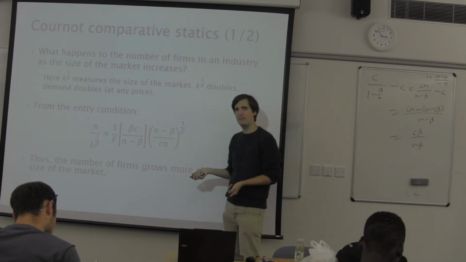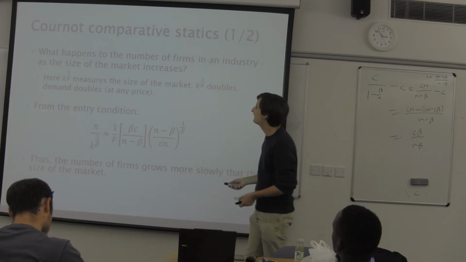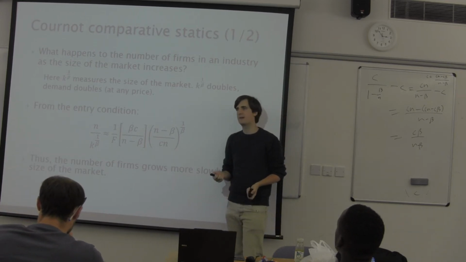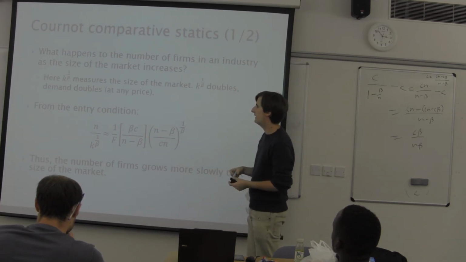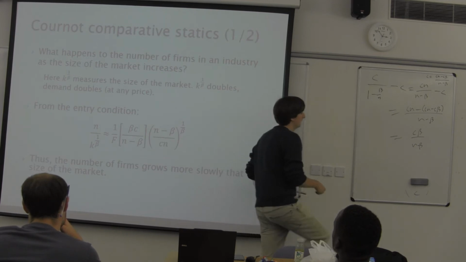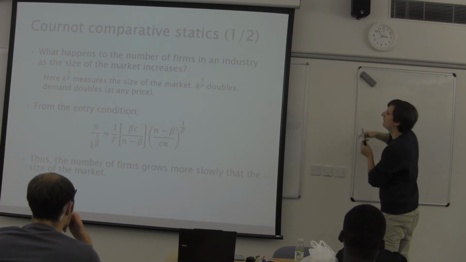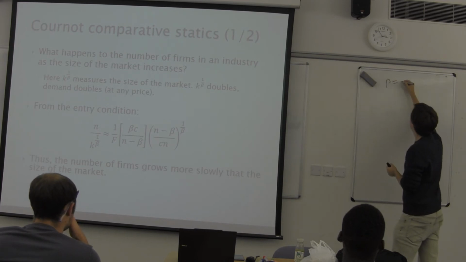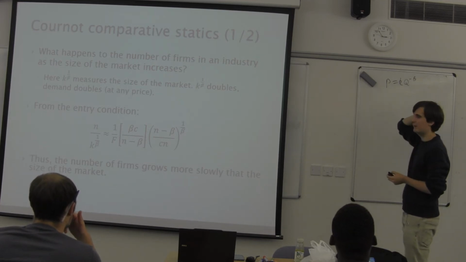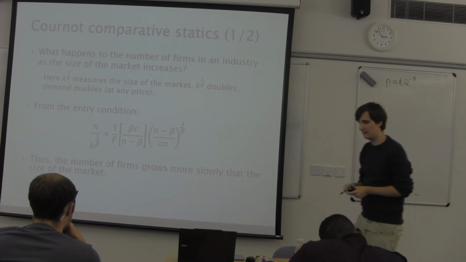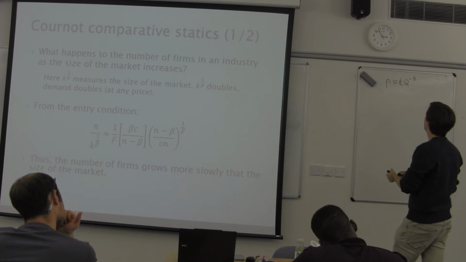So what I was talking about before was the effect of the size of the market on the number of firms in an industry, and the size of those firms. So how do we measure the size of the market here? Well, we said that our demand curve was P is K times Q to the minus beta. P is K times Q to the minus beta.